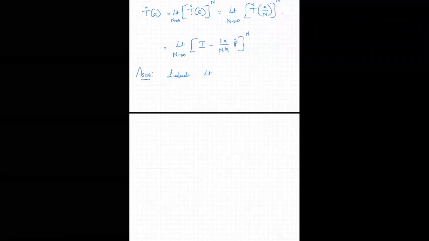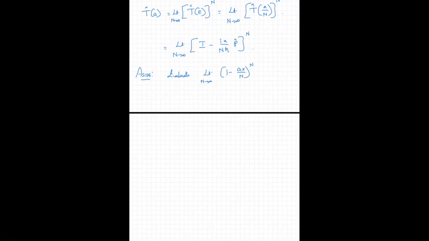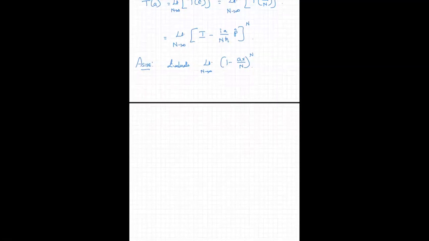Evaluate, let us say, the limit n goes to infinity. This is of the form (1 minus a x over n) to the n, right? So in our case, x is an operator, but it doesn't matter. Once you evaluate this, you can straightforwardly generalize this to the previous one also. So what is this? Let us call this object, the limit n goes to infinity of (1 minus a x over n) to the power n, as some object q.